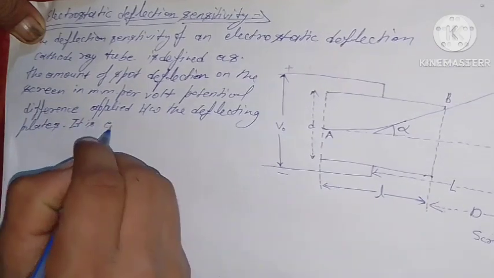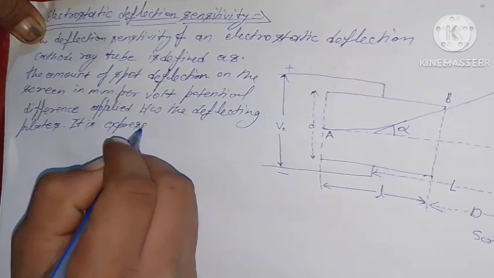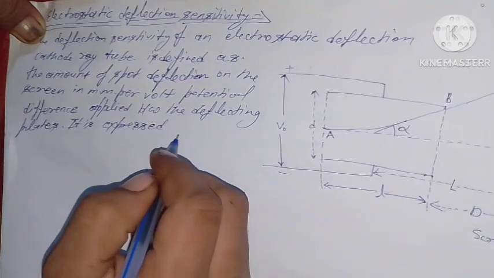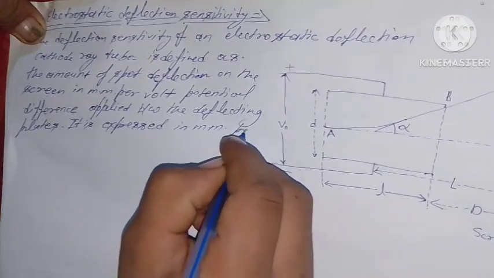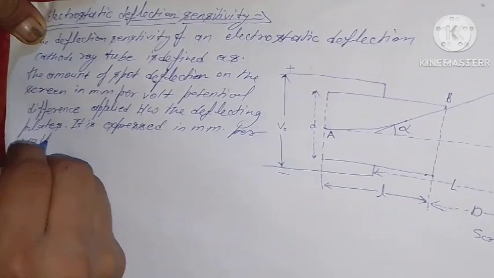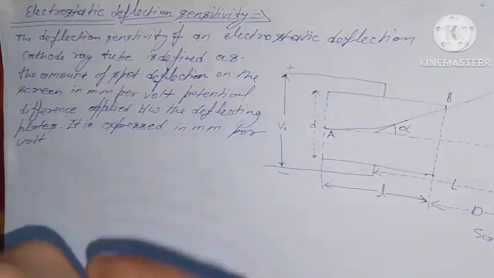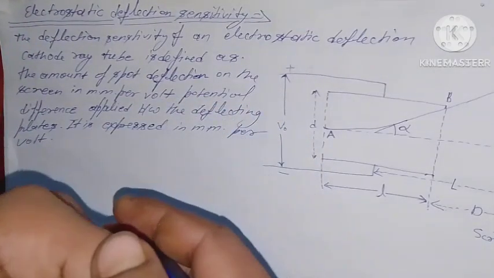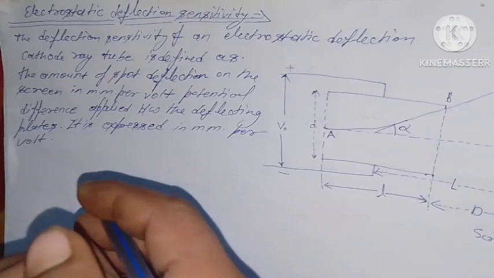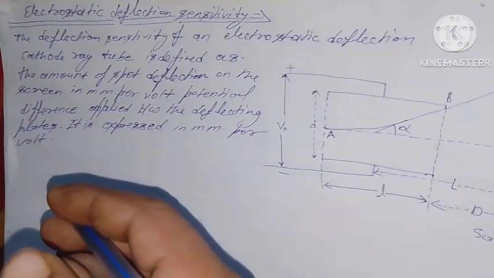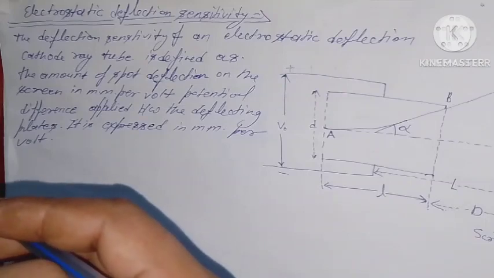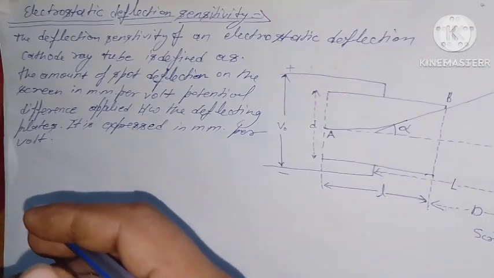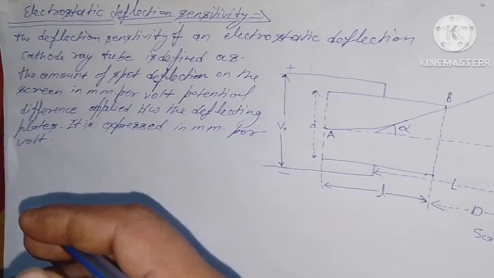It is expressed in mm per volt. Okay. The deflection sensitivity of an electrostatic deflection cathode ray tube is defined as the amount of spark deflection on the screen in mm per volt potential difference applied between the deflecting plates. It is expressed in mm per volt.